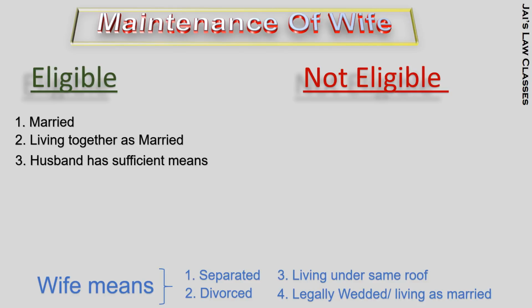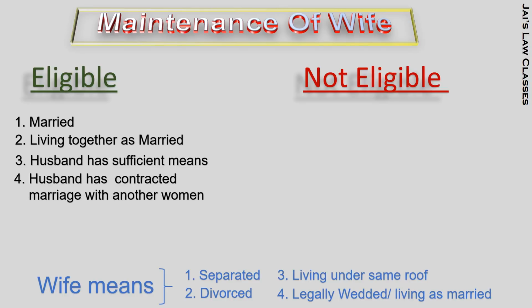Third point is, husband must be having sufficient means. This is the biggest problem now. Before getting married, every person says, I have got means to maintain you. But when things go wrong, man is not even scared of God. And in the court, he keeps on proving that he does not have means to maintain his wife. What a shame. Anyway, let's cover the fourth point. Husband has contracted marriage with another woman. And the fifth point, husband is keeping a mistress.